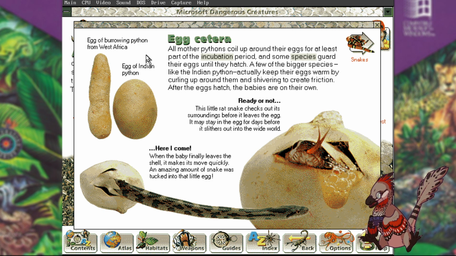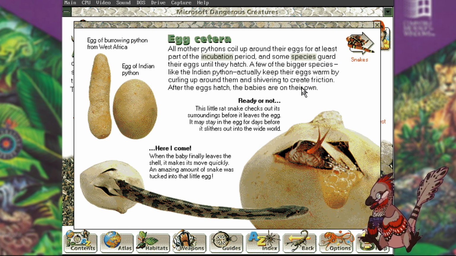Egg of burying python from West Africa. Why is the egg long? That's an interestingly shaped egg. This is so cute. Hello, look at the snaky come out. Hello. Lick. It's very cute.